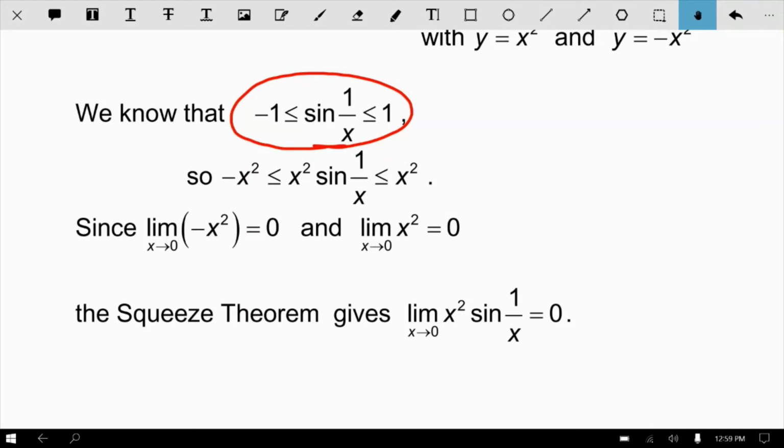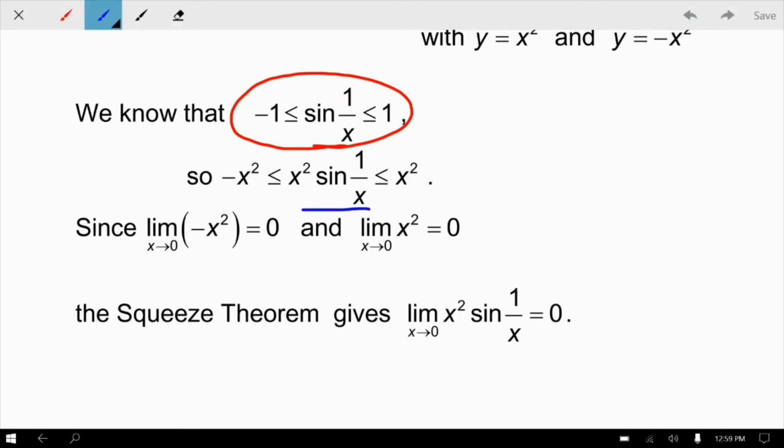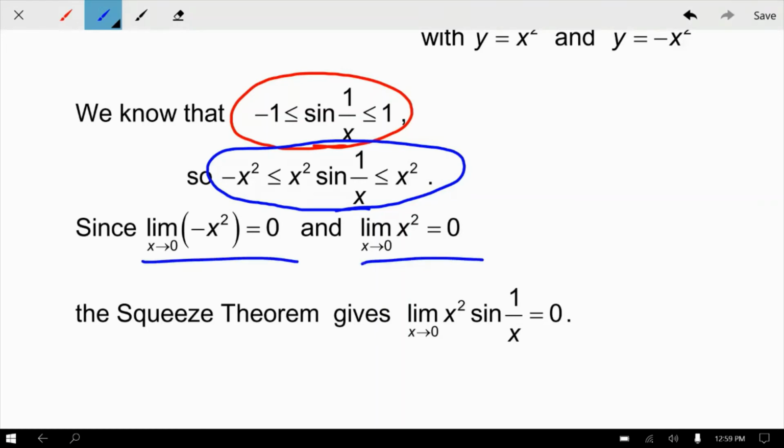And once I've got that, now I'm going to manipulate that expression so that the function in the middle becomes the function that I'm trying to find the limit of. So I can multiply everything in this inequality by x squared. And now I've got a statement where I have bounded the function that I'm trying to find the limit of. So x squared sine 1 over x is bounded between x squared and negative x squared. So take the limit of the two outside parts. Notice they're both the same. Since those are both the same, that means the limit of the function in the middle at that point is also going to be equal to the same value.